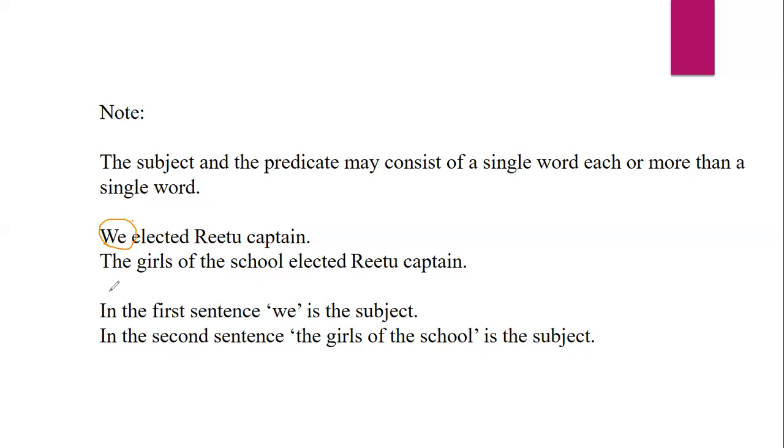In the second sentence, the girls of the school. We are talking about the girls of the school. So the subject here is the girls of the school. So the rest of the sentence is going to be the predicate. So it gives a very clear understanding for all of us. Right?